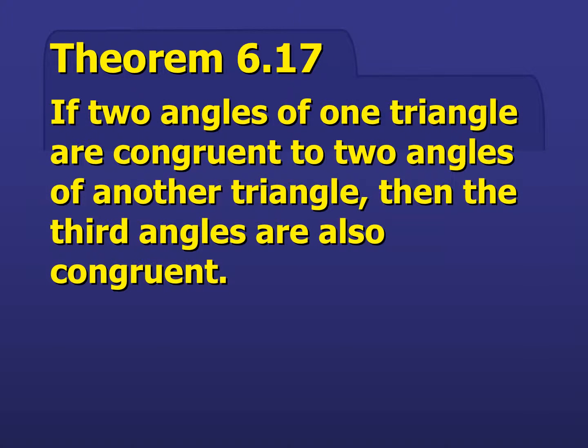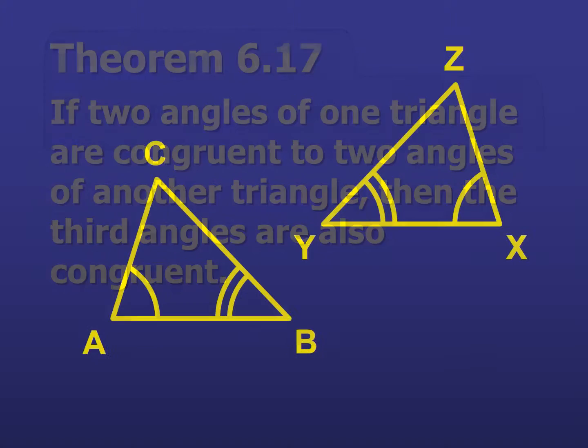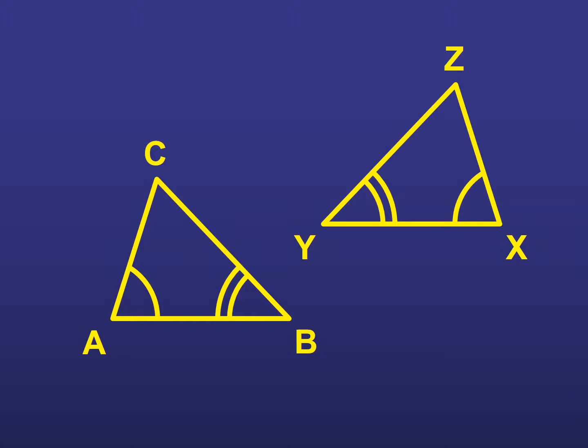Another really important theorem is that if two angles of one triangle are congruent to two angles of another triangle, then those third angles will also be congruent. So, for example, if angle A is congruent to angle X and angle B is congruent to angle Y, therefore angle C also has to be congruent to angle Z.